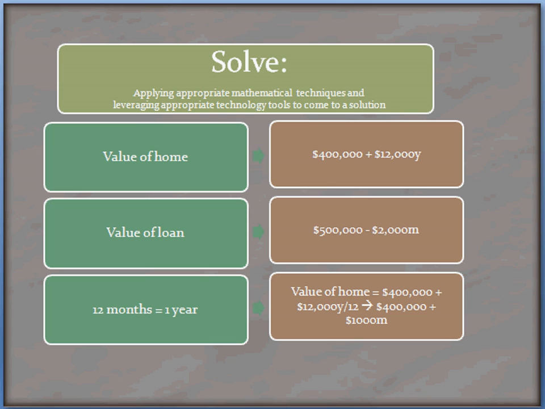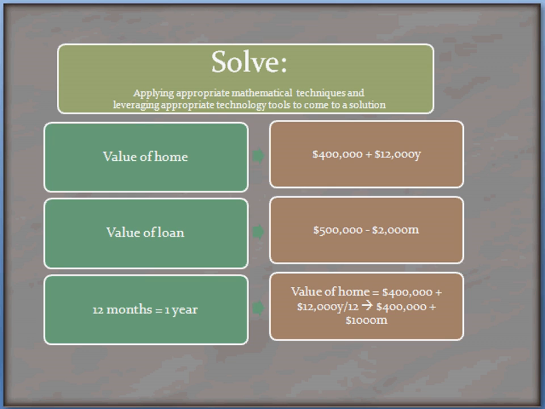We know the value of the home in our baseline case, in our first month, is equal to $400,000. We also know that it's increasing at a rate of $12,000 per year. So the value of the home at any given time is equal to $400,000 plus $12,000 times the number of years. So after 1 year, we'll have $400,000 plus $12,000. After 2 years, $400,000 plus $24,000, etc. The value of the loan, on the other hand, we remember, is decreasing. So we take our initial value of the loan, $500,000, and subtract $2,000, the value of the loan payment per month, times the number of months.